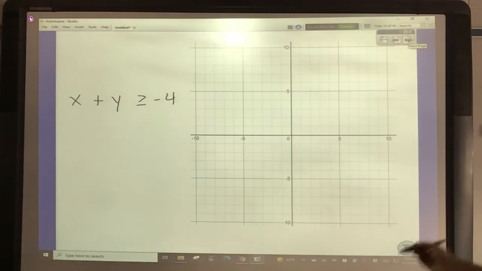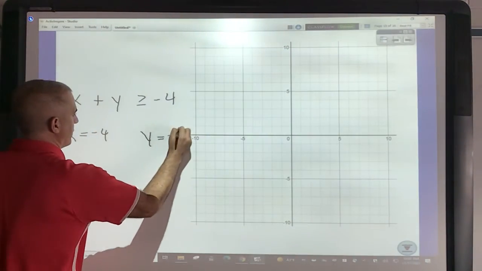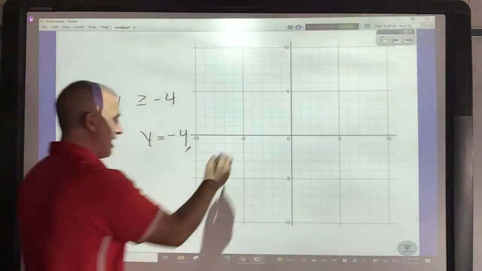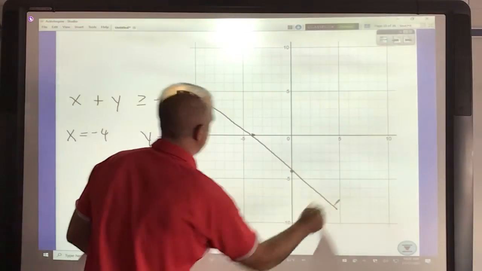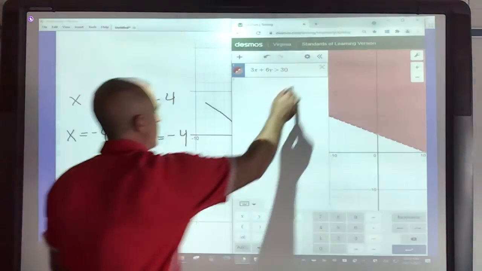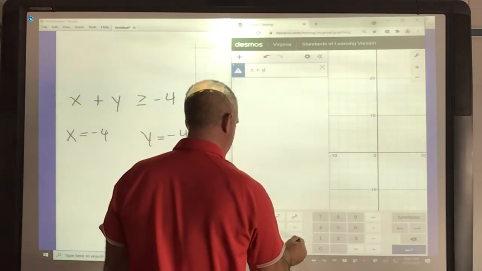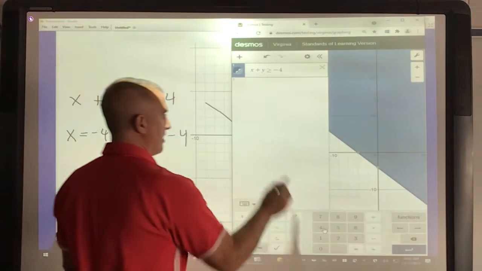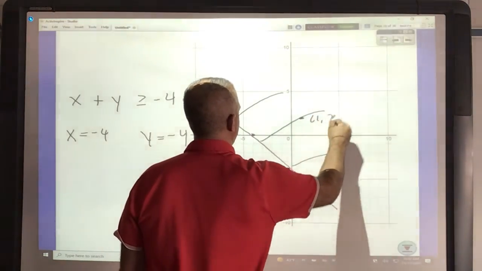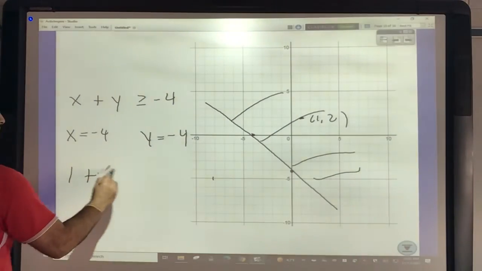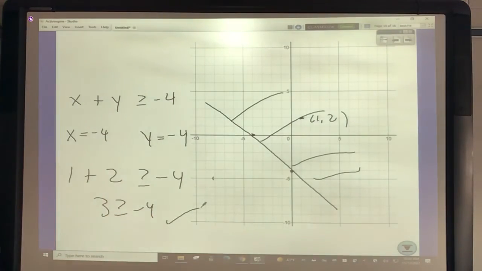All right, this one, very simple. X equals negative 4, y equals negative 4. Not a whole lot of complication to that. X is negative 4, y is negative 4. Since it has a line underneath of it, boom, I put that like that, okay? X plus y greater than or equal to negative 4. Okay, the shading is there. So what does that mean? For a point like, let's say 1 over, 2 up, put 1 in and 2, that's 3, which is greater than or equal to negative 4. That's why that works, okay?